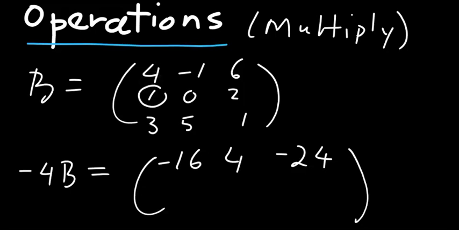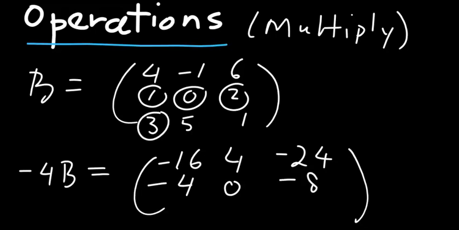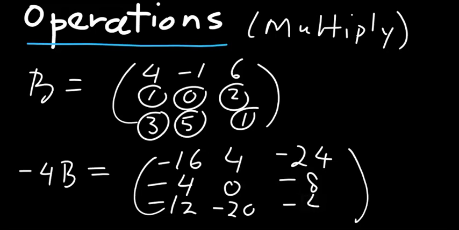Now 1 times minus 4, so that is minus 4. 0 times minus 4, that is 0. 2 times minus 4, that's minus 8. 3 times minus 4, that's minus 12. 5 times minus 4, that's minus 20. And 1 times minus 4 is minus 4. So that is the answer.